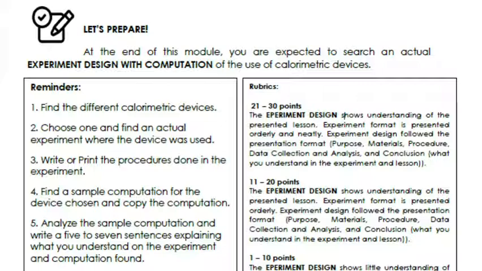Again, present your output in an orderly and clean manner. Follow the experiment design of our previous modules. So it should have a problem, materials, procedures, and then methods and conclusion. And then include references or link for your final output. And of course, highest possible score will still be 30 points. Read and understand the rubrics to get the highest possible score.